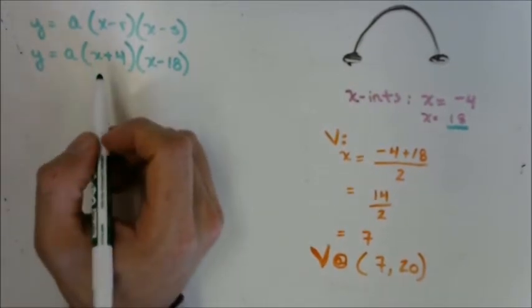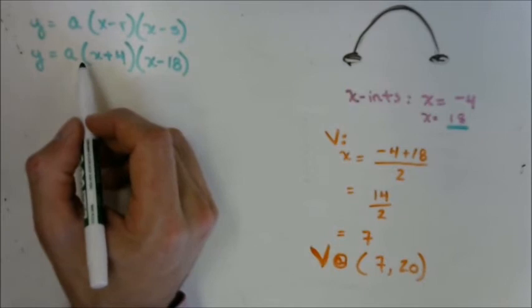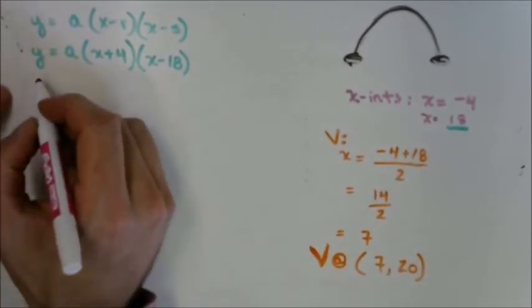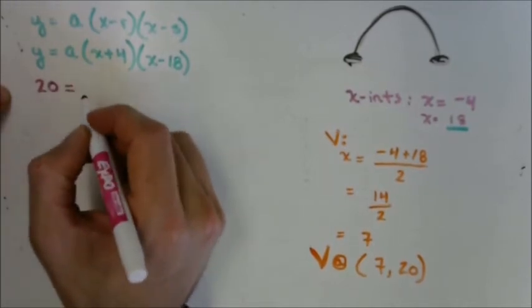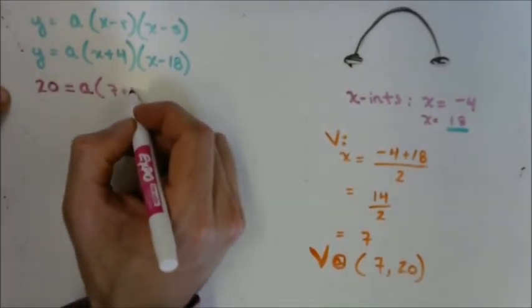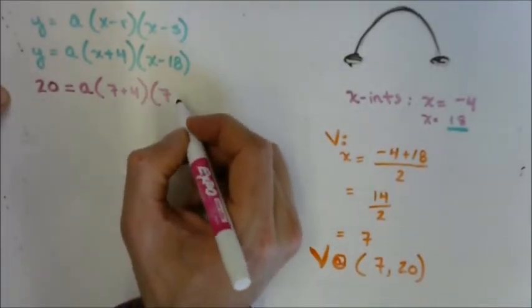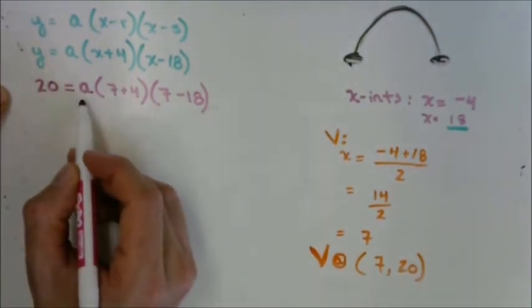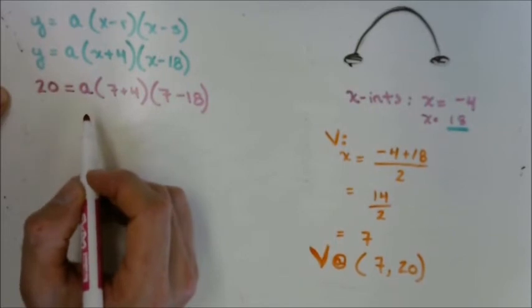Okay, so I've got a good start. I've got my two factors, but I don't know what a is. Do you remember how we solved for a before? I'll give you a hint. You have another point on your parabola. We have (7, 20) on our parabola, so we know that the point (7, 20) satisfies the equation. So all I have to do is say when y equals 20, then x will equal 7, and I sub in 7 for x and 20 for y. And now I have an equation where the only variable left is a. So now I can just use algebra and solve for a.